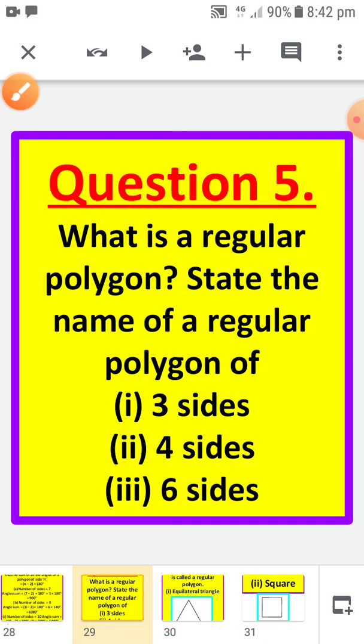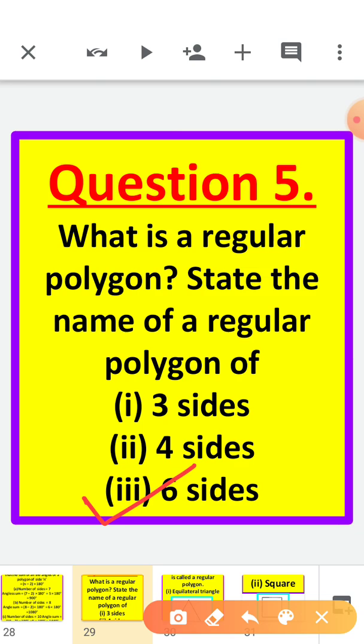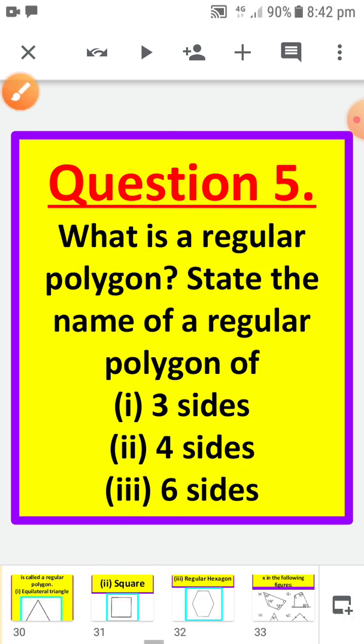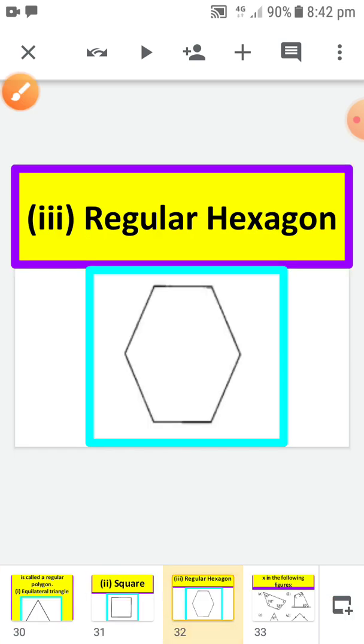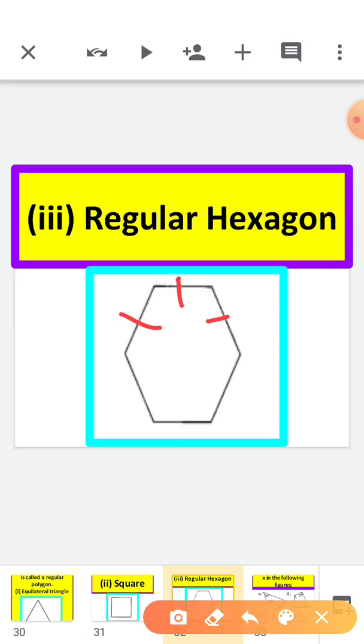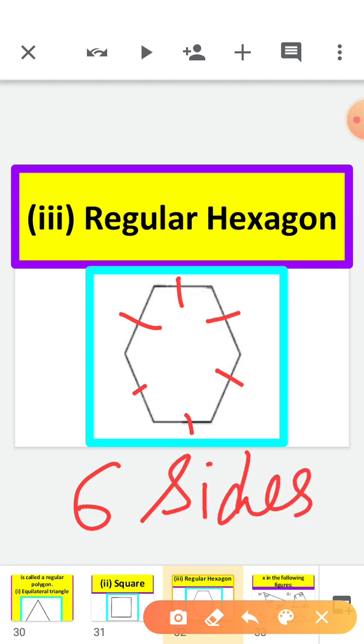Now you have to find a six-sided figure. Okay, so a regular hexagon means 1, 2, 3, 4, 5, 6. It should have six sides. In a hexagon also all sides are equal and all angles are equal, so this is the best example of a regular polygon which has six sides.